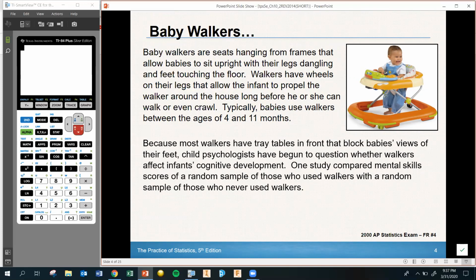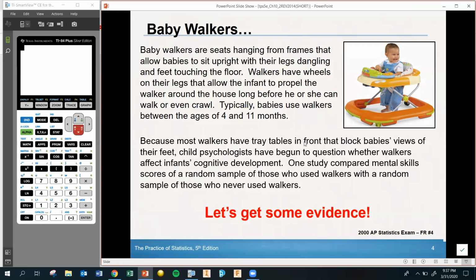So there's a study that was done that compared the mental skill scores of a random sample of those who used walkers with a random sample of those who never used walkers. That's a key statement, because it's telling us what our two groups, our two populations, are. We're going to have babies that did use the walkers, and we're comparing them against babies who never used the walkers. And we're looking at their mean mental skill scores. I do notice right away, it tells me each sample was randomly chosen. So that's nice. So let's go get some evidence.